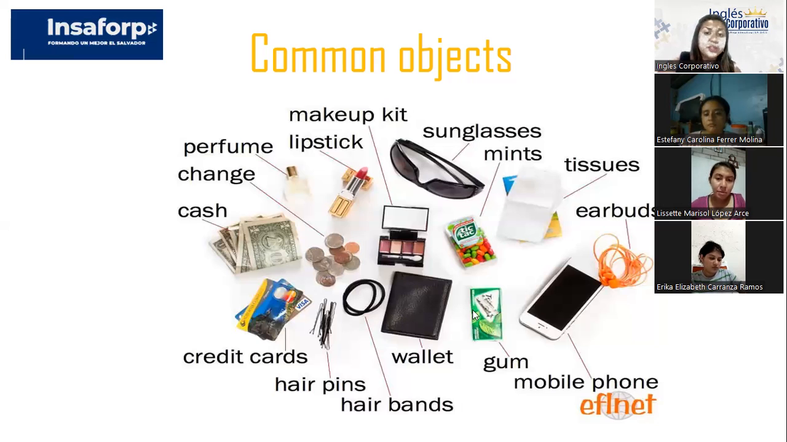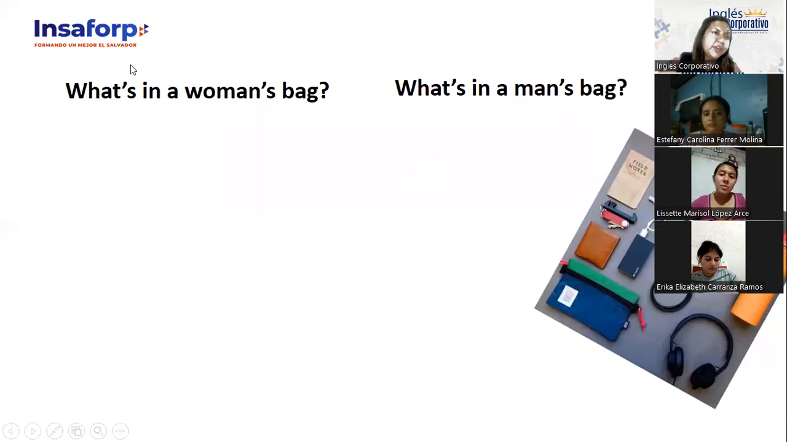Now, in the next slide, we have two charts: what's in a woman's bag and what's in a man's bag. A woman has different things than a man, right? Can you tell me some of the objects that a woman has in a bag? What's in a woman's bag? What is in Erica's bag? What is in Orsibel's bag?